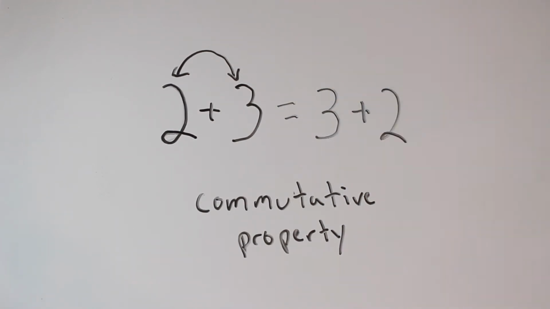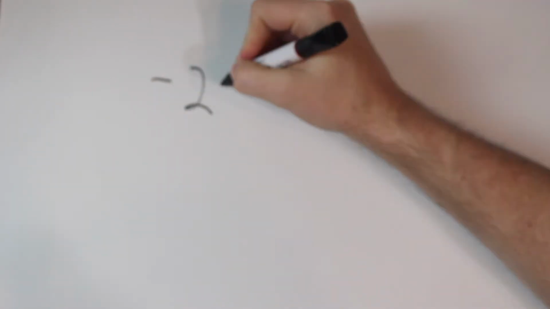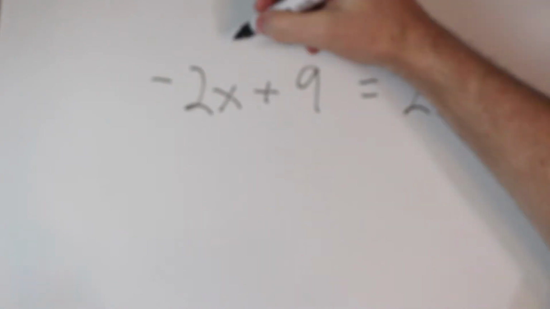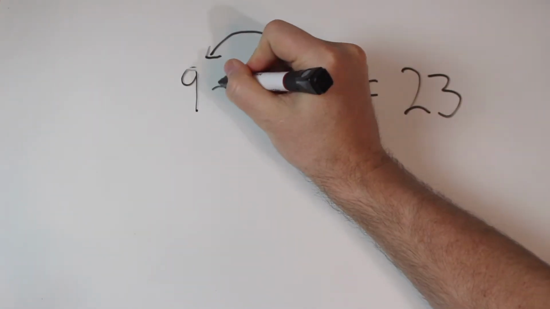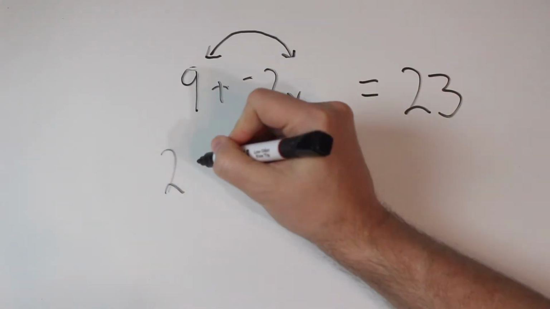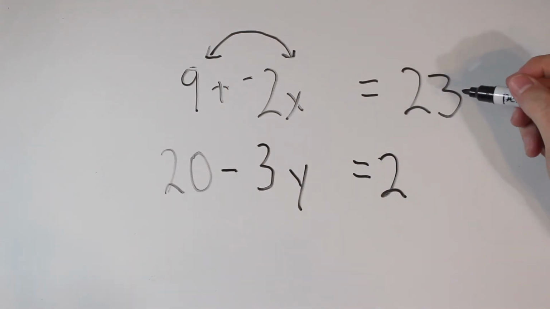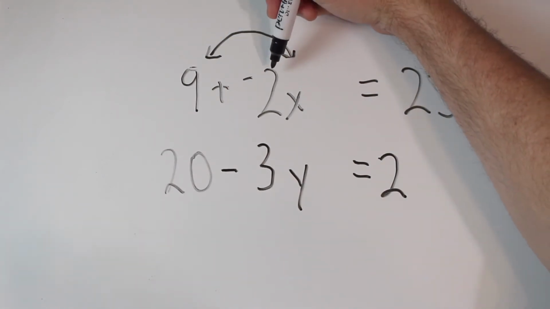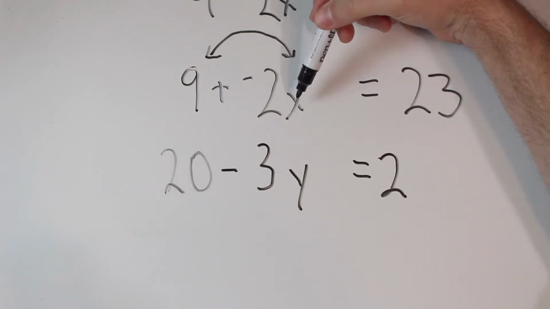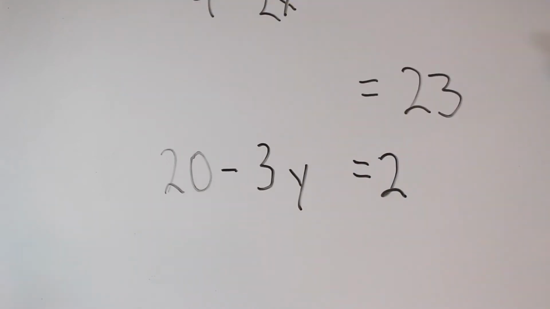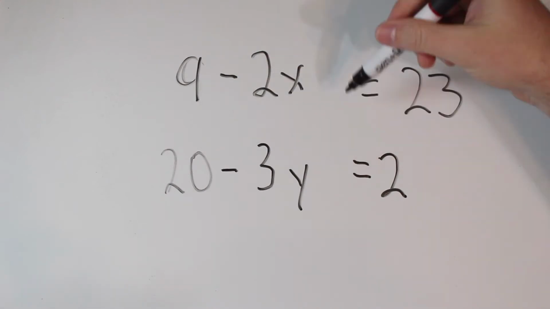So if we take the numbers in our previous problem, negative 2x plus 9, we could have switched them around. 9 plus negative 2x. Here's our new problem. Now do you see the similarity? What if we change the 9 plus negative 2x to 9 minus 2x? That means the same thing, doesn't it? Now the two problems look very similar.